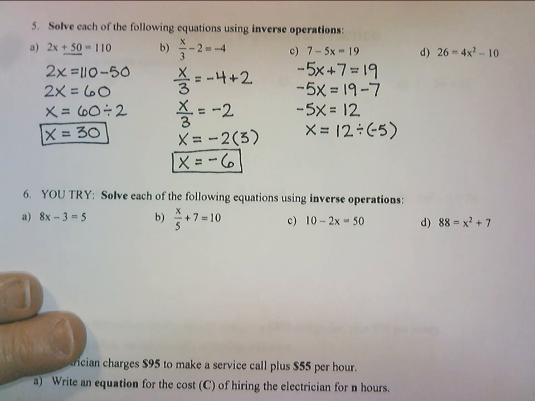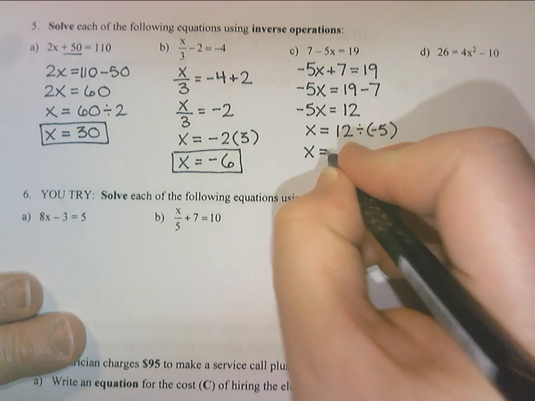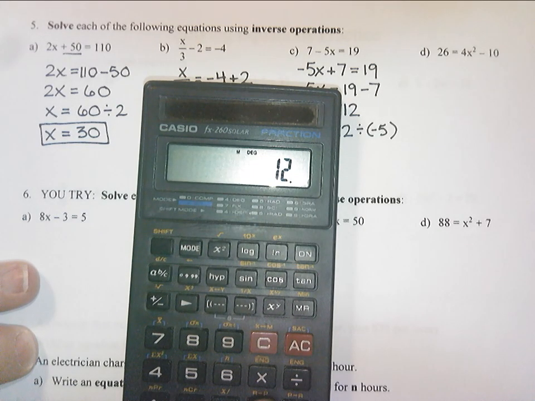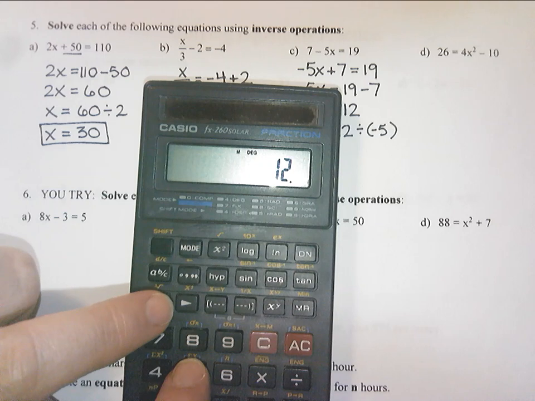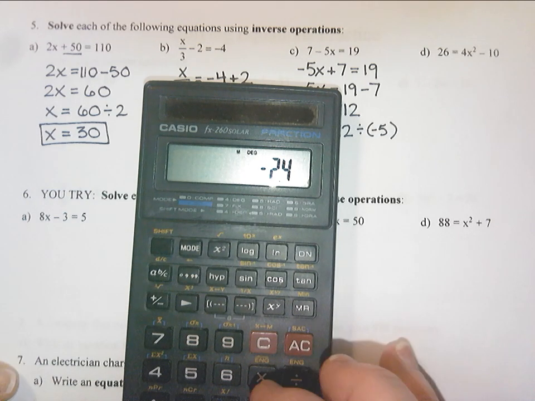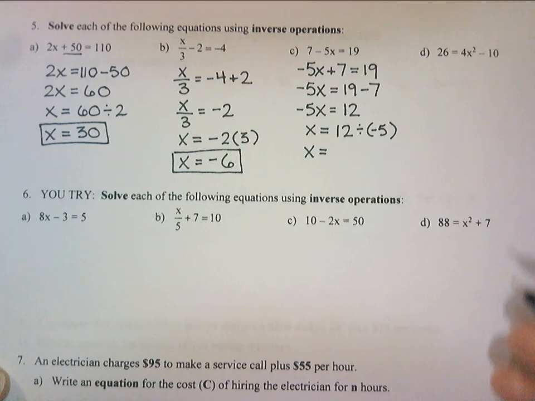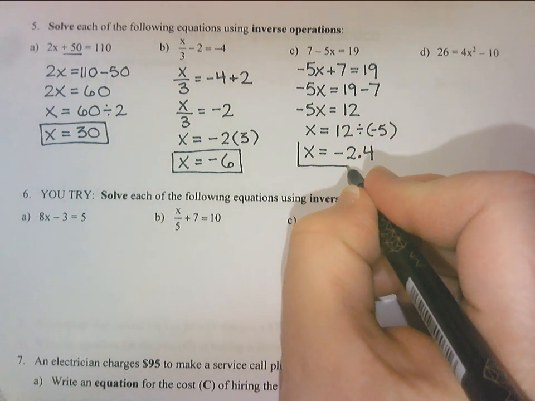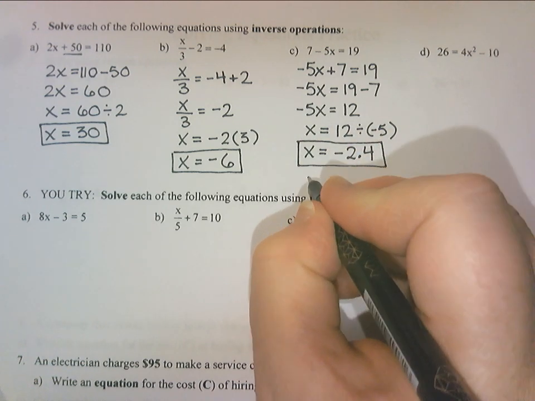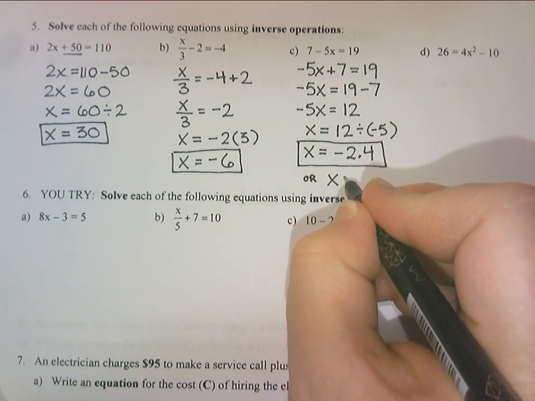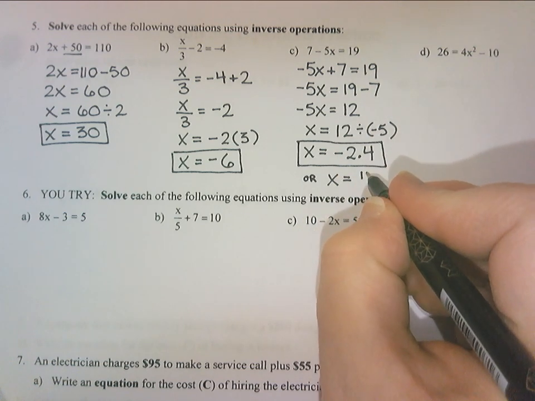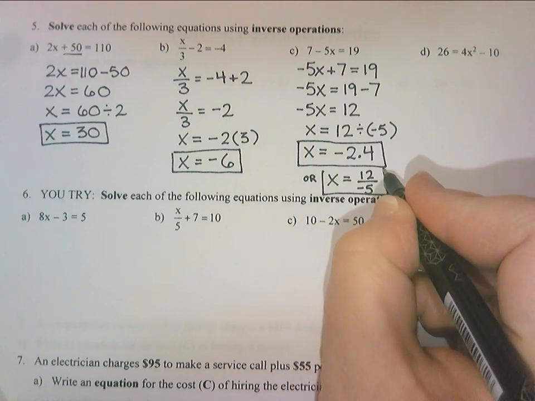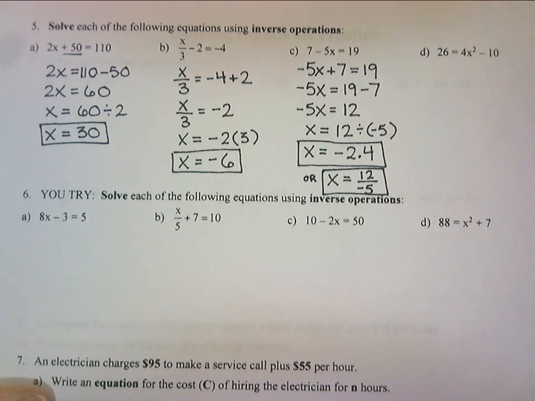Okay, so 12 divided by -5. That one doesn't divide evenly, so I could try using my calculator and do 12 divided by, now on my calculator I have to do 5 negative to get -5, and I get -2.4. So I can write it as the decimal, -2.4, or I alternatively could leave it as a fraction where I write it that it's division, but I write it in fraction form. So I could say that it's 12 divided by -5. Either one of those answers is okay.